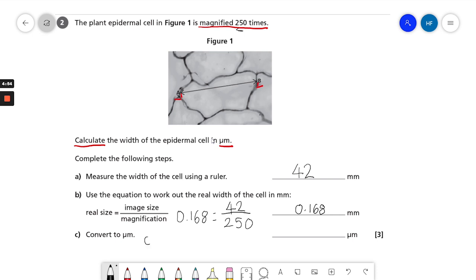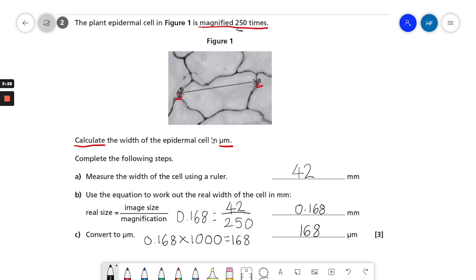So I need to do 0.168 and I multiply that by 1000, you might be able to do this in your head, but if not, you could always do it on the calculator. That would make 168. And that's actually given us the measurement in micrometers now. So we put 168 over here in the right space.